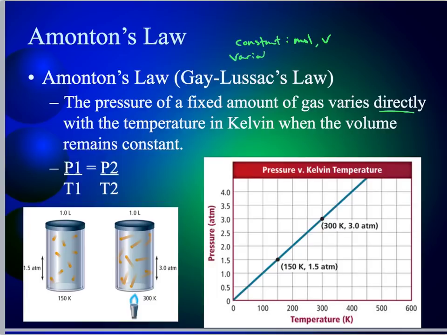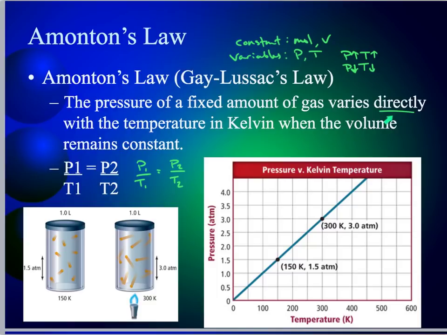And the variables, things that are changing, are pressure and temperature. And it says it's directly proportional, meaning that if the pressure goes up, then so must the temperature. Or if the pressure is going down, then the temperature must be going down. Whatever one does, the other one does. The equation we get for this law then, writing it with the correct subscripts here, is P1 over T1 is equal to P2 over T2. That's what it should look like.